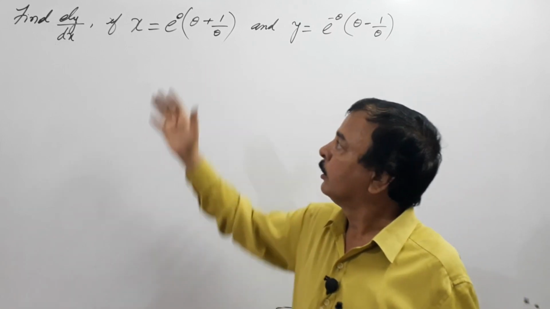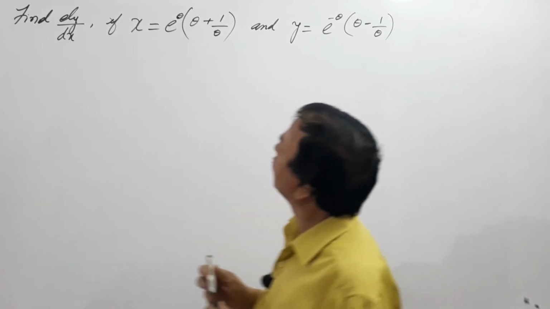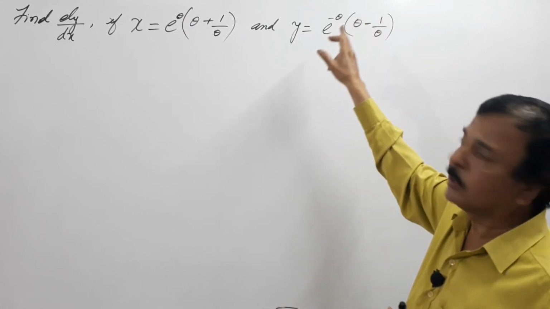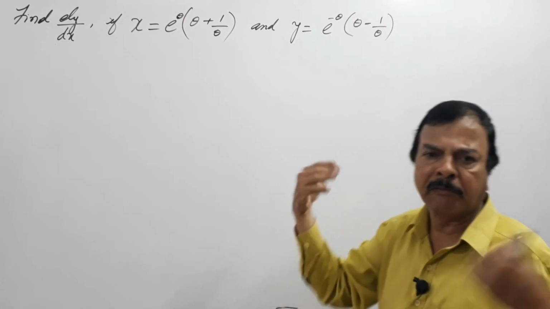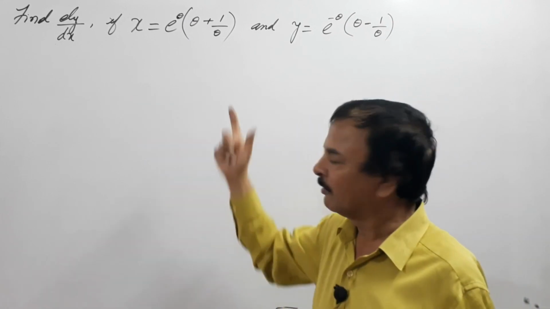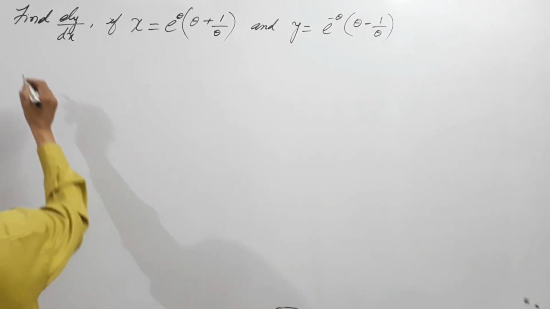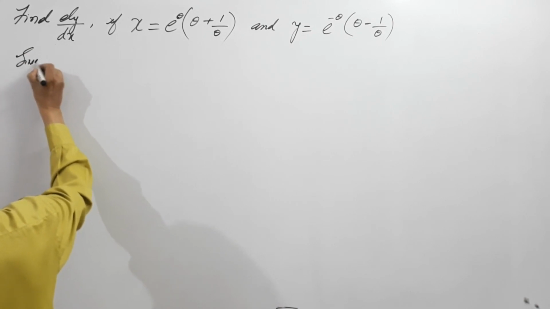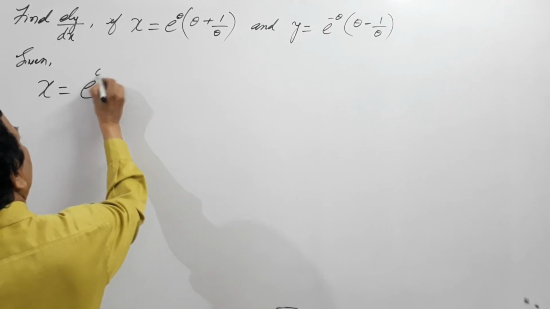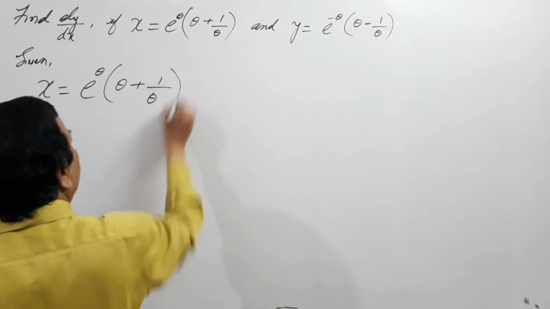So look at this: x equals e to the power of theta into (theta plus 1 by theta), and y equals e to the power of minus theta into (theta minus 1 by theta), with theta everywhere. What is this theta, sir? We will see what it is. Okay dear students, let us differentiate this. Given x equals e to the power of theta into (theta plus 1 by theta).